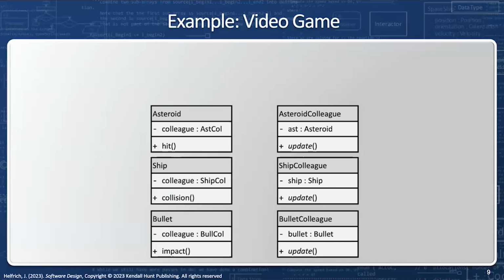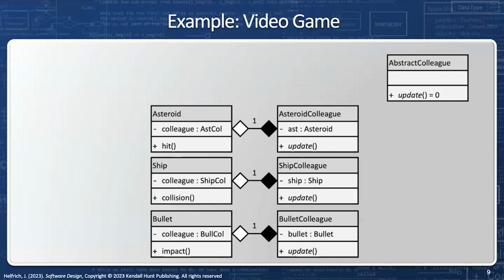But the colleague associated with a given game entity knows all about it. And there are relations between the two. For example, the asteroid colleague has a reference to asteroid, where the asteroid has a composition to asteroid colleague. In other words, the asteroid will create or destroy the asteroid colleague object. How are asteroid colleague, ship colleague, and bullet colleague all related? There's an abstract colleague base class, and asteroid colleague, ship colleague, and bullet colleague all derive off it. And notice how the abstract colleague has a pure virtual function called update. And because it has a pure virtual function, it's an abstract class, and that's why we call it an abstract colleague.